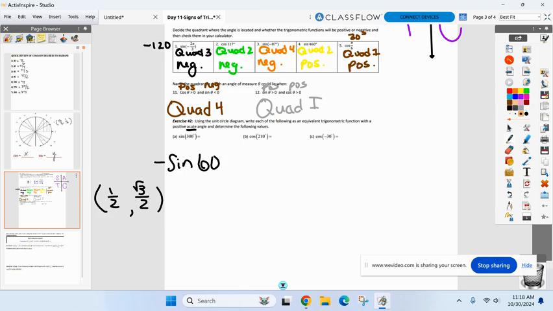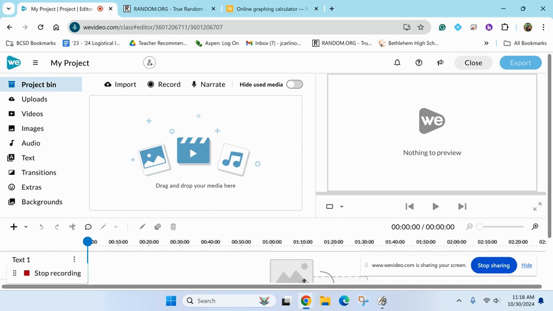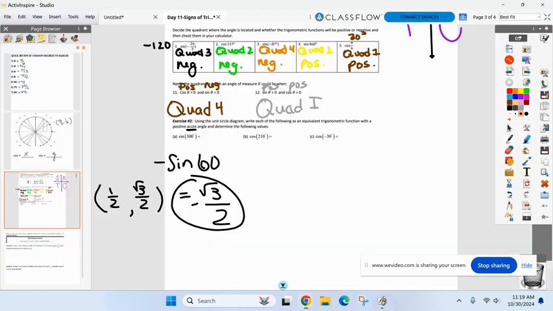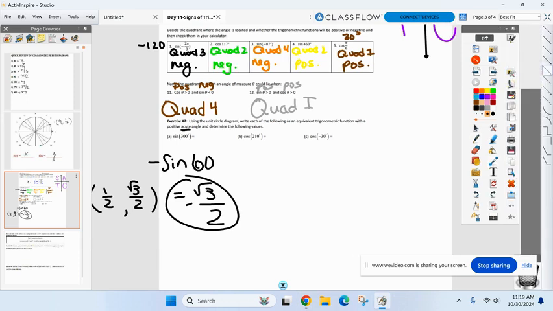Which one do I want if I'm doing the sine? The y value. So it's equal to radical 3 over 2, but what am I missing? Negative. You can check it on your calculator. I don't want to go into degree mode, but it works. Negative radical 3 over 2.